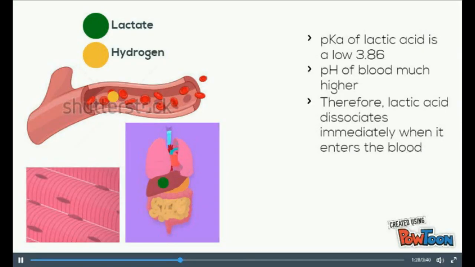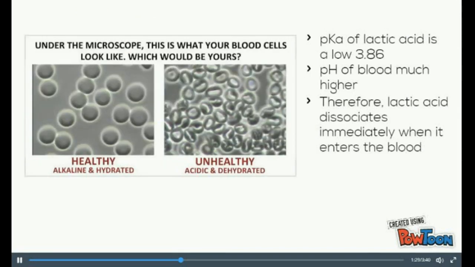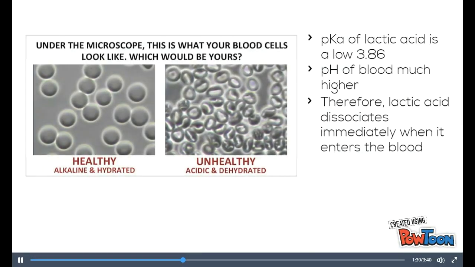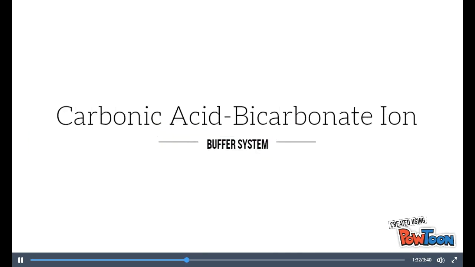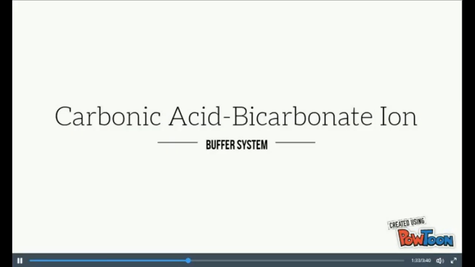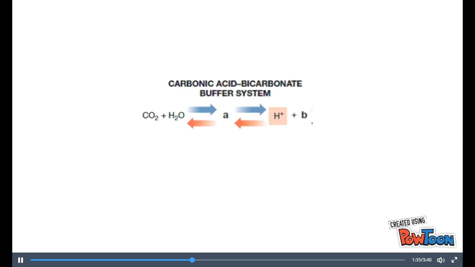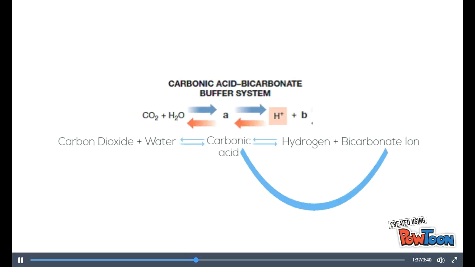So then what happens to the hydrogen ions in the blood? If left alone, they will cause acidosis in the blood, which is an extremely dangerous condition. To avoid this, our body has a very special buffer system on hand, the carbonic acid-bicarbonate ion buffer system. The buffer that maintains the pH of our blood consists of a weak acid, carbonic acid, and its conjugate base, bicarbonate ions. The main role of the carbonic acid-bicarbonate system is to regulate the pH of blood and counteract any changes that will alter the ideal pH of 7.4.